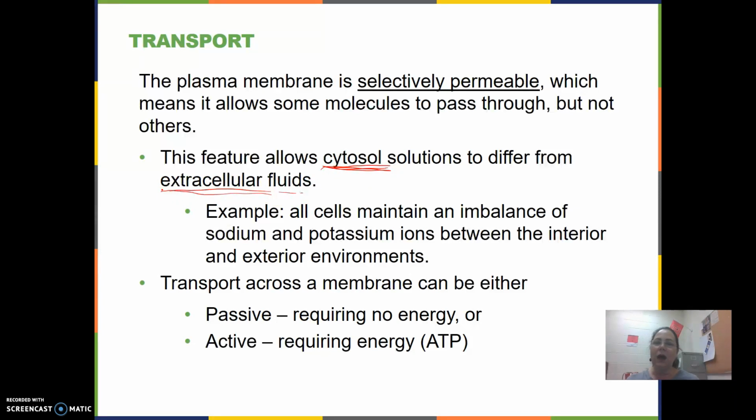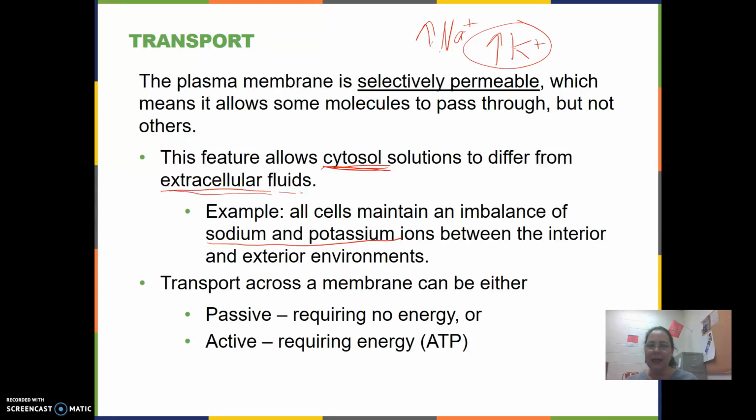For example, every cell maintains an imbalance of sodium and potassium. So the amount of sodium outside of a cell is high, and the amount of potassium inside the cell is high. So we have high sodium outside, and we have high potassium inside, implying that the sodium inside the cell is low and the potassium outside the cell is low. So the sodium is higher outside and the potassium is higher inside the cell.